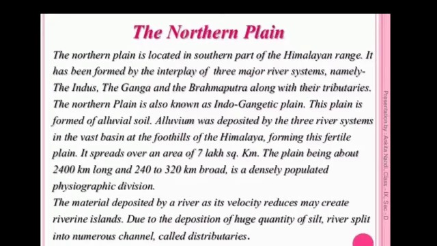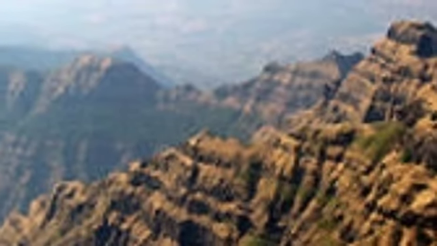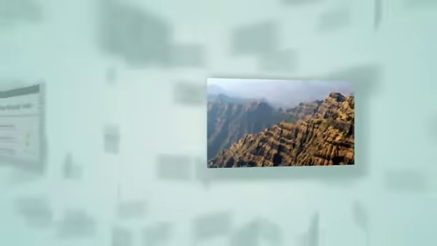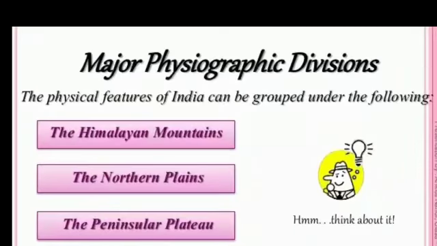The northern plains are formed of alluvial deposits. The Peninsular Plateau is composed of igneous and metamorphic rocks with gently rising hills and wide valleys.